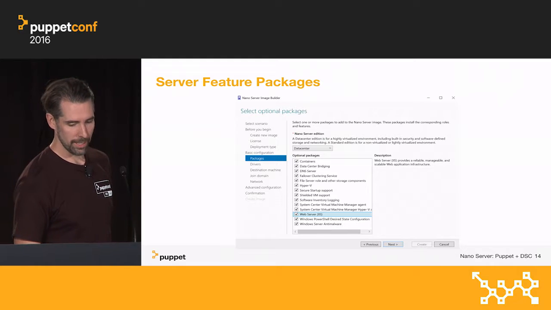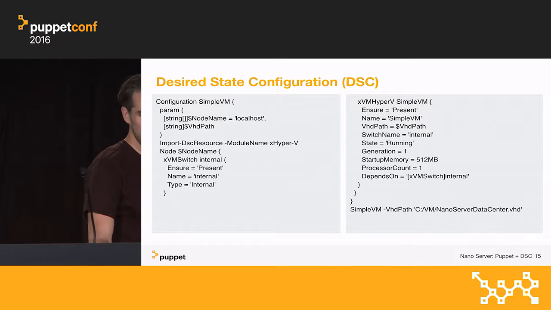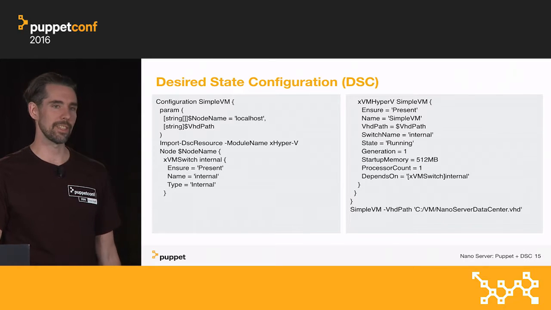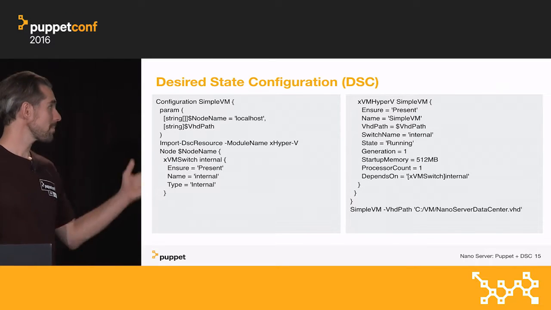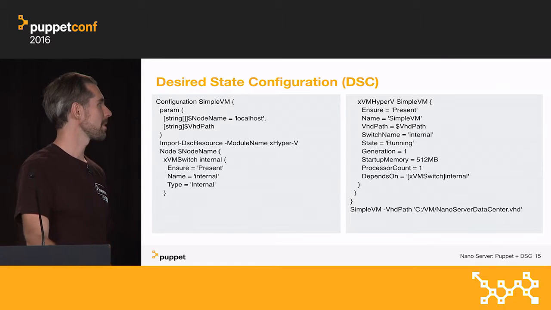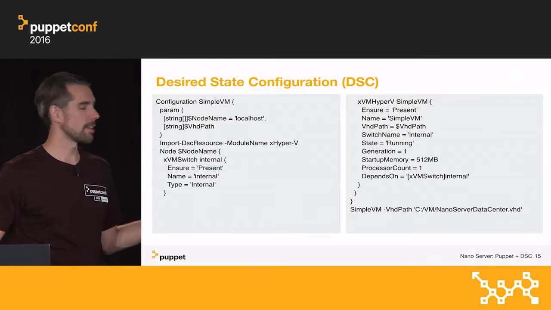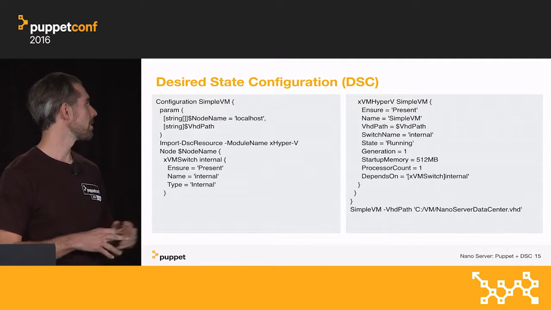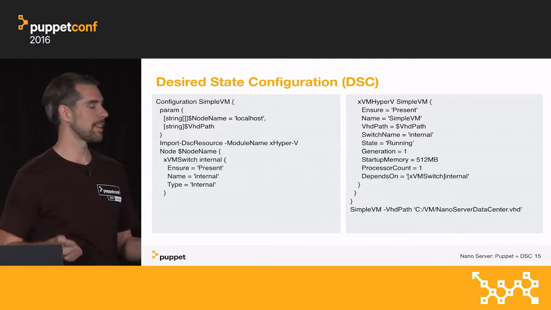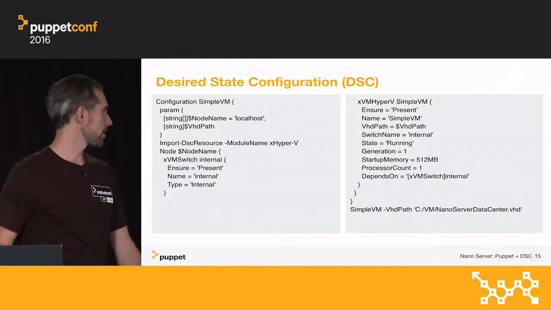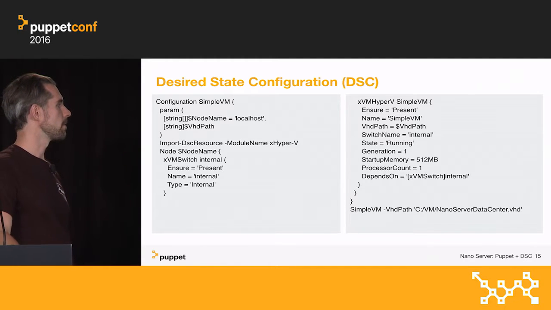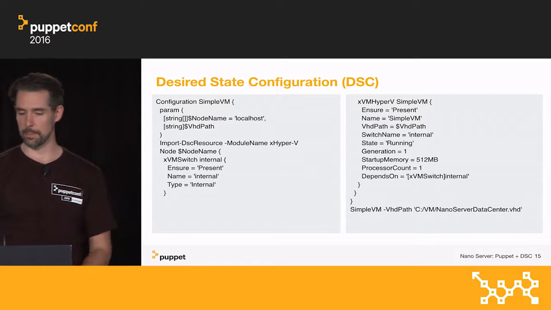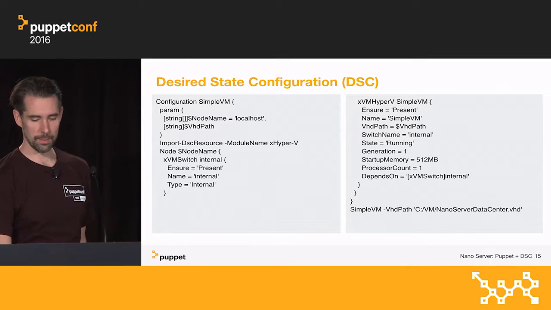So for the next part of it, I want to make sure everyone's up to speed on what desired state configuration is. This is kind of a simple example of it that brings up a virtualized switch and a VM in Hyper-V. It's a very Puppet-like way of describing configuration in reusable scripts, and that'll bring up a VM with 512 megs of RAM, a single processor.